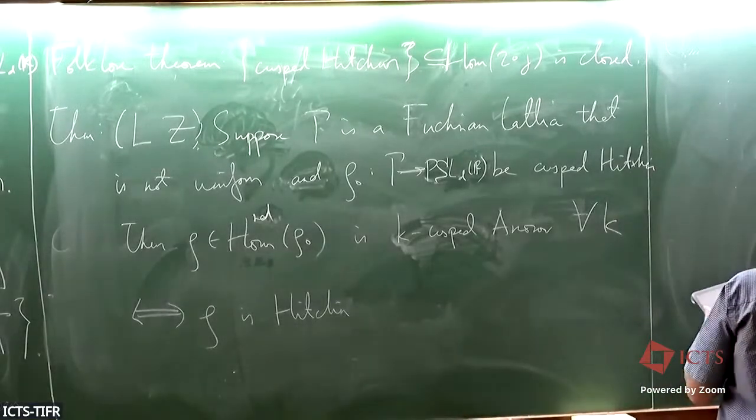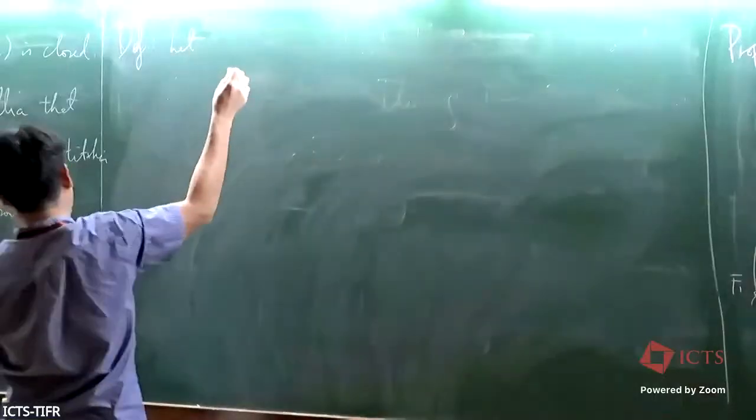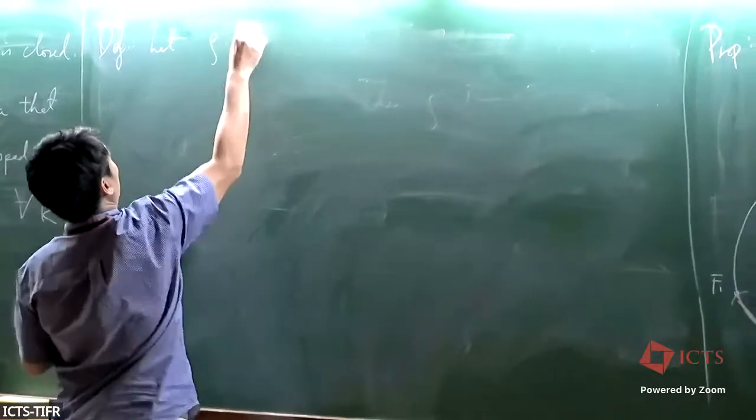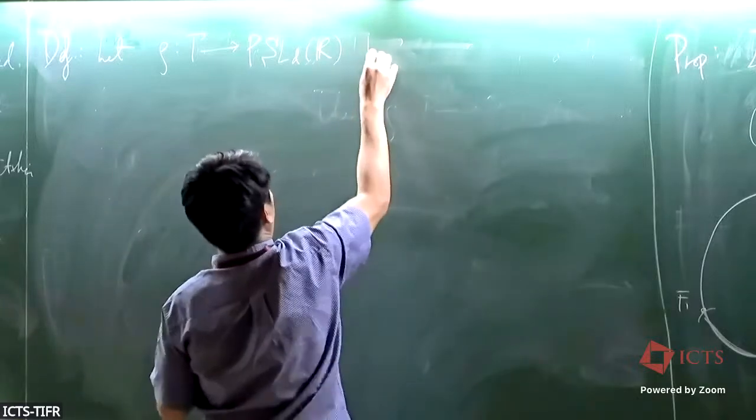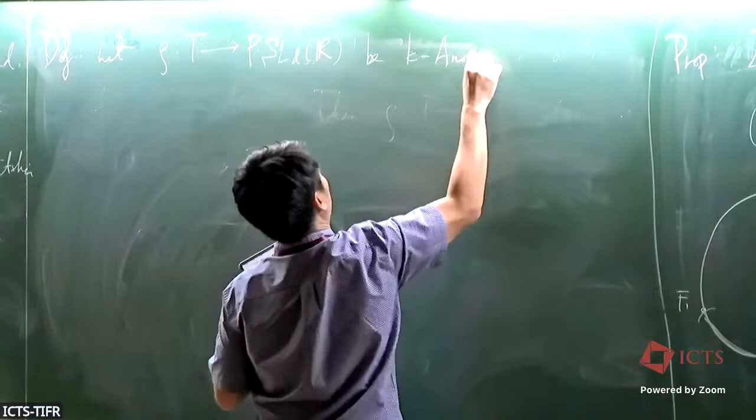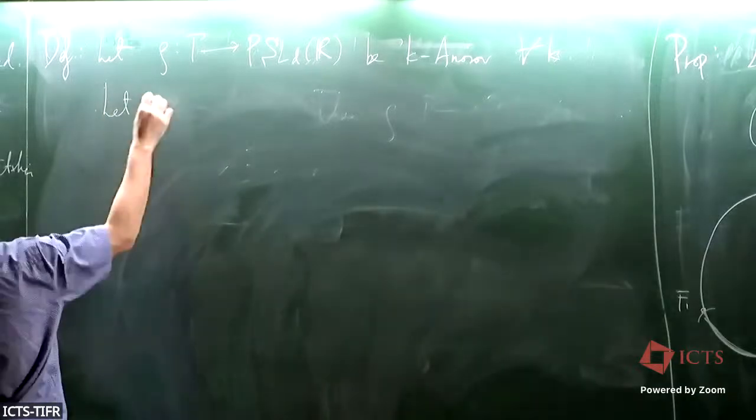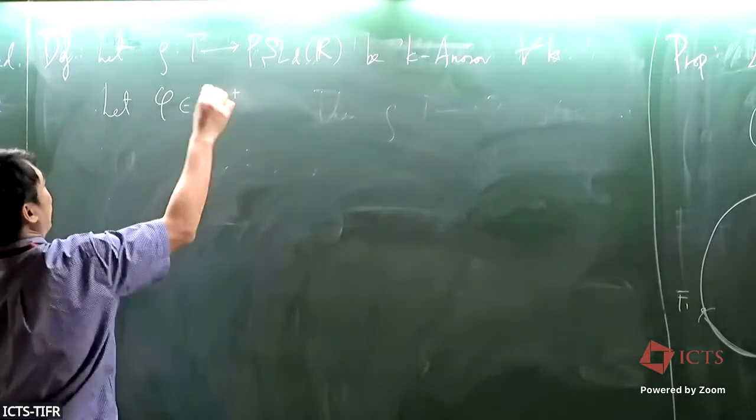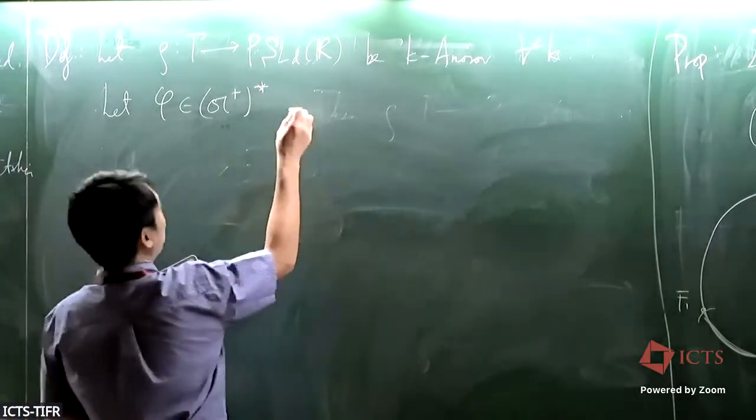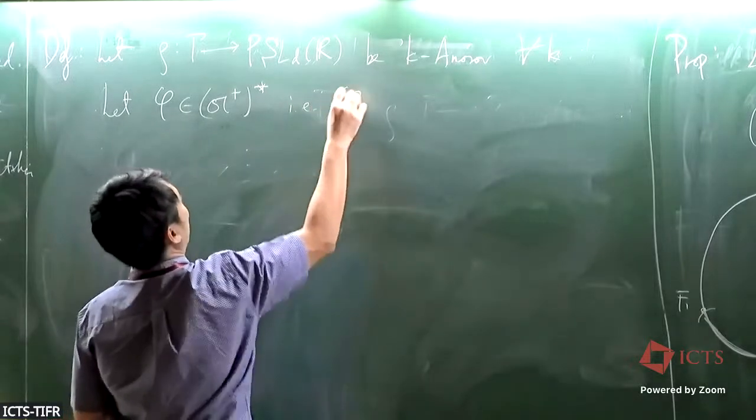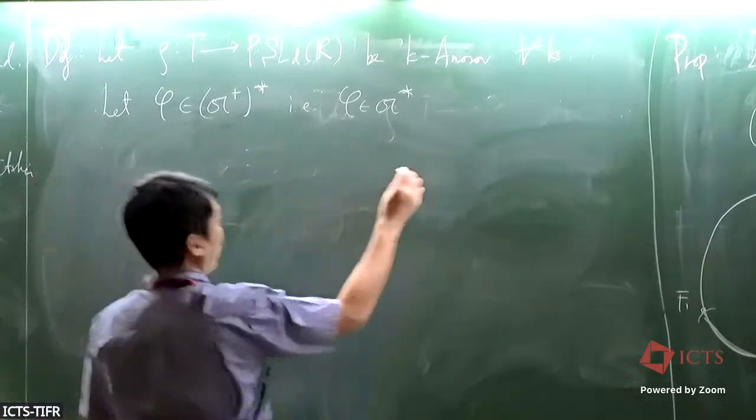Okay, so definition. Let rho from gamma to PSL_d R be K-Anosov for all K. Now I'm going to let phi be a linear functional in A plus dual. Remember, A plus was my positive Weyl chamber. What does this mean? This means that phi is a linear map from my Cartan subspace to R that is positive on the interior of A plus.